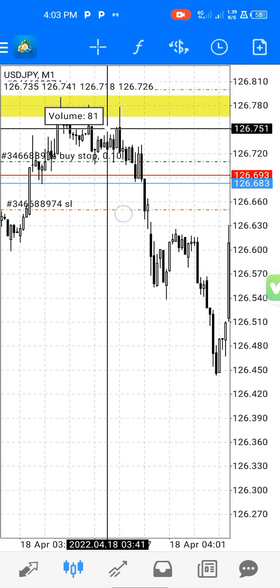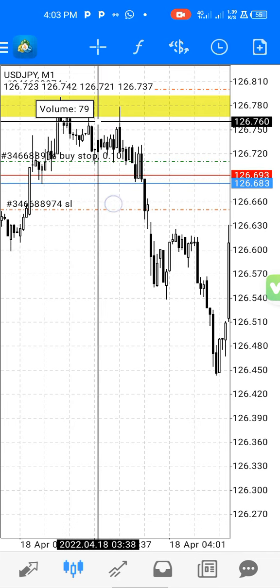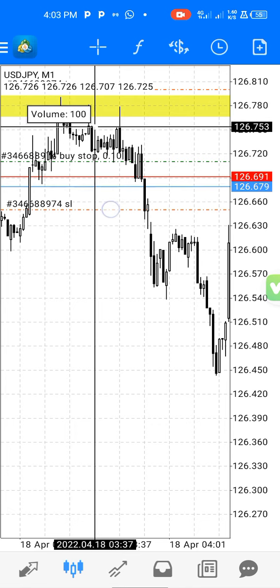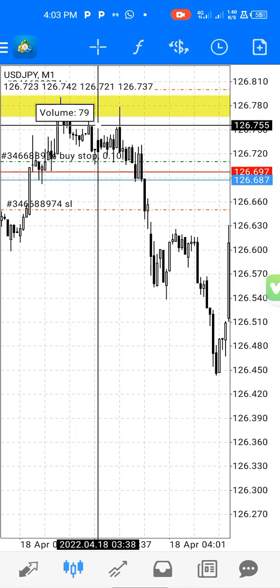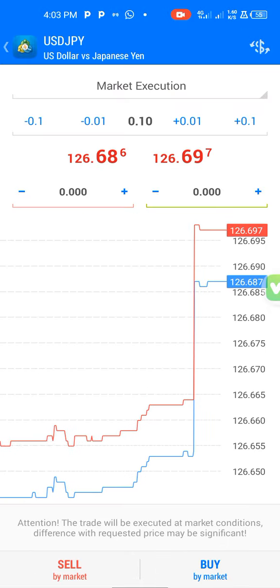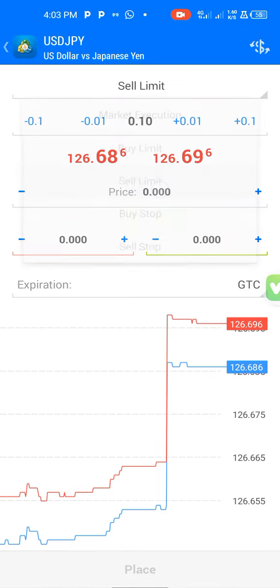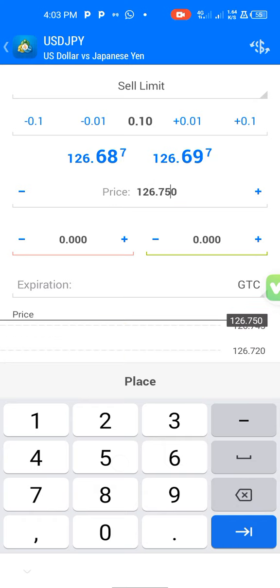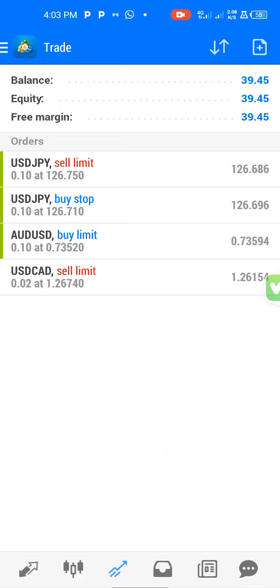And then I put my sell position at 126.75. That's where I put my order. You come here. Now I'm doing sell limit 126.75. That is where I placed my sell order.